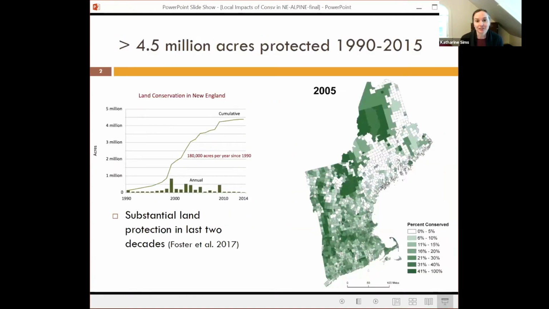So thanks to the efforts of many incredible people, including those in Alpine, there have been substantial increases in land protection in New England in the last 25 years. As you can see from the graphic, between 1990 and 2015, more than 4.5 million acres of land were permanently protected by public and private actors. And in addition to being important ecologically, this creates a really great opportunity for learning because these changes provide a sort of natural experiment that lets us study the impacts of new land protection for towns and cities in the region.